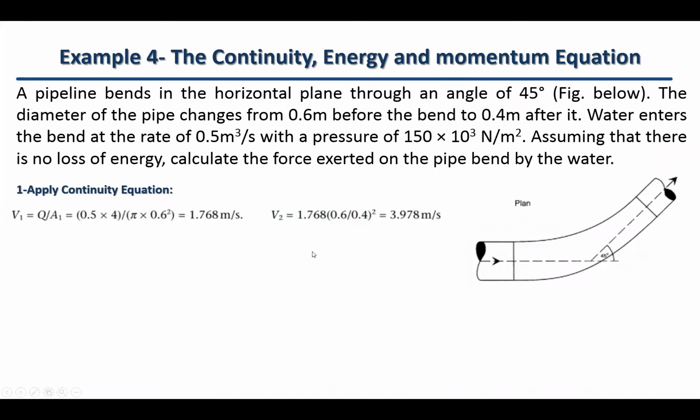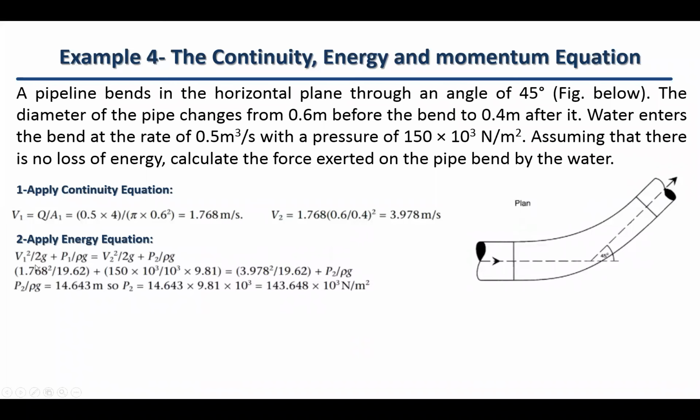Second, we need to apply the energy equation to calculate the pressure at the exit. We have the pressure at the beginning, P1, but P2 is not given, so we need to calculate that one. V1 squared over 2g plus P1 over rho g is equal to V2 squared over 2g plus P2 over rho g. We substitute everything here. We have V1, V2, and P1. The only thing we don't have is P2, so the last term, P2 over rho g, is unknown. Once we solve this, P2 is calculated here as 143,648 newtons per square meter.